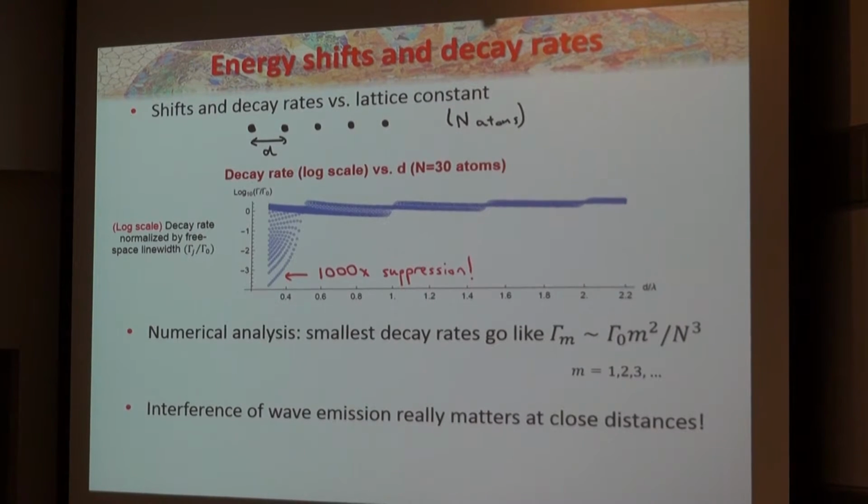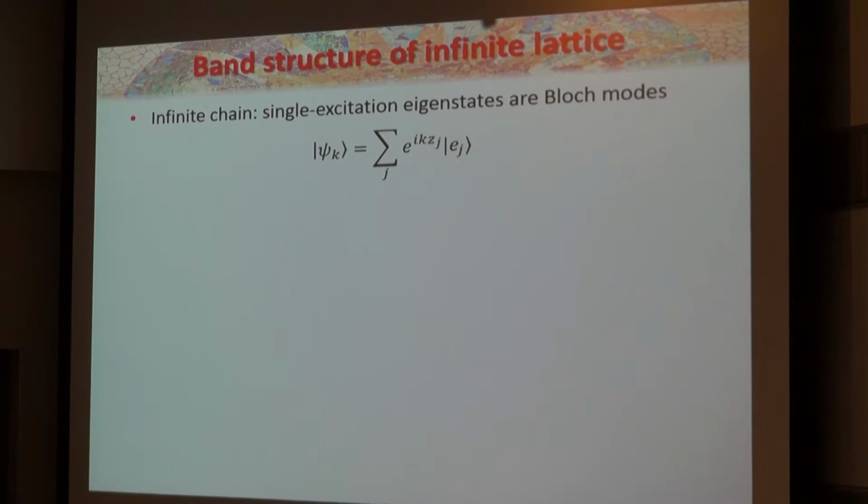Okay, so what this plot shows is that this kind of interference of wave emission really matters when atoms are at close distances, smaller than lambda over 2. So let's try to understand why that happens. To understand why, let's consider a different limit, which is just an infinite lattice, but still one excitation. In that case, because I have this discrete translational symmetry, I know that all my single excitation eigenstates are going to be Bloch modes.